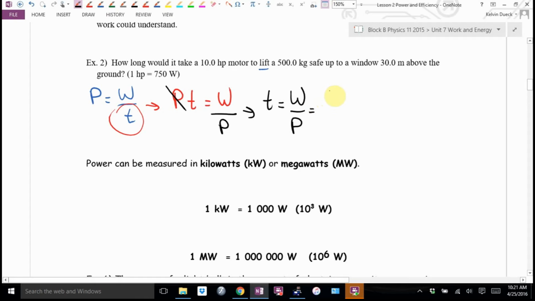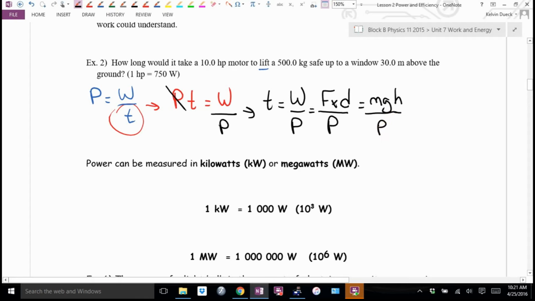I guess time is force times distance over power. That's what work is. I underlined the word lift. Kareem, which force? When you lift, which force are we doing work against? So this is going to be mg, and instead of d, how about let's put height to remind ourselves, make sure it's vertical?